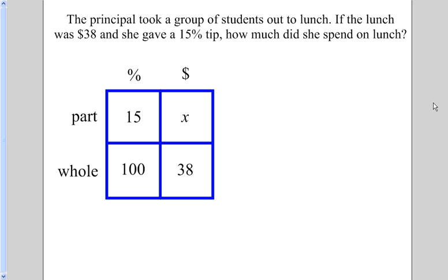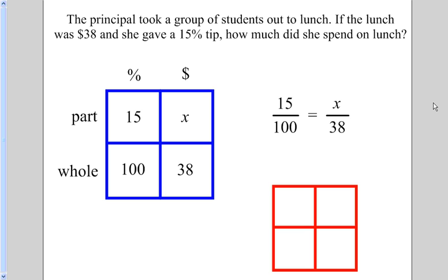And then from here, we can go ahead and set up a proportion that'll look like this. 15 over 100 equals X over 38. And to solve this, we can go ahead and use cross multiplication. Here's something that's a useful tool to use.